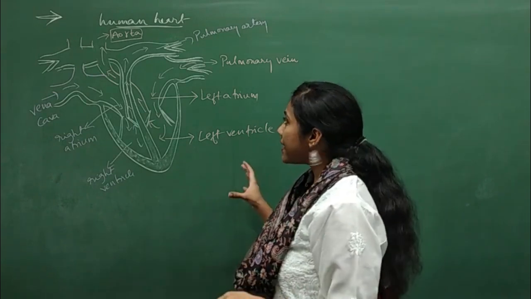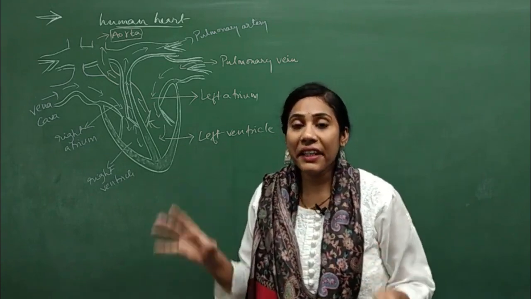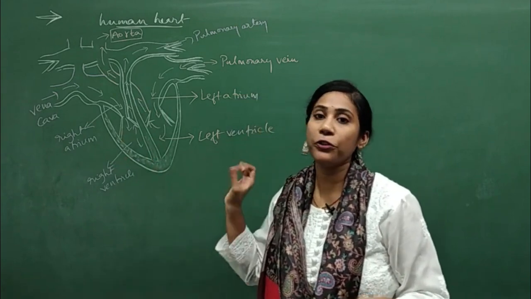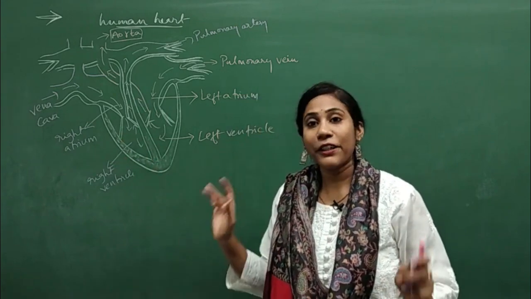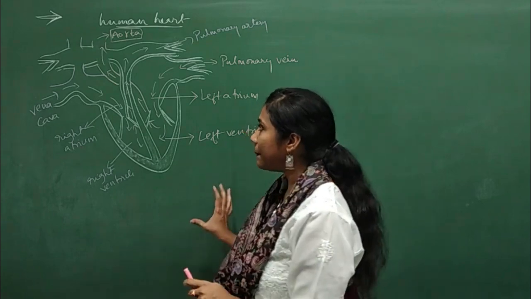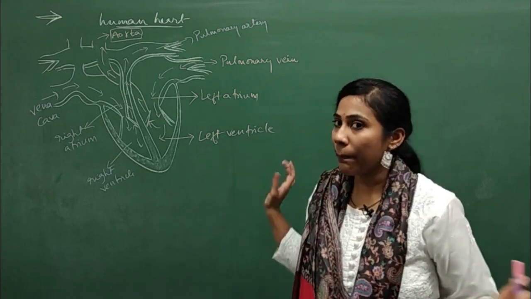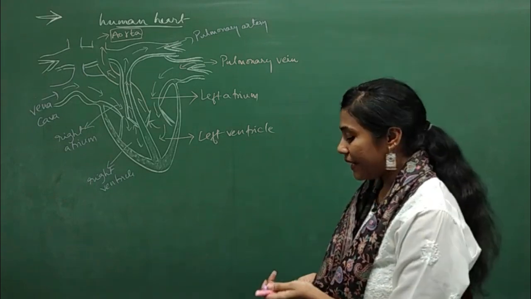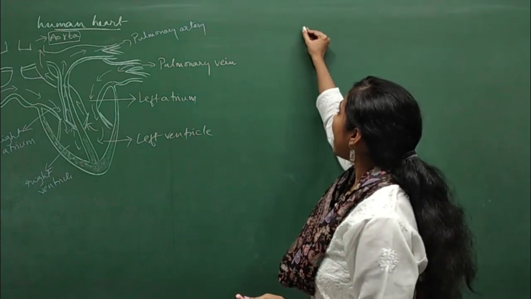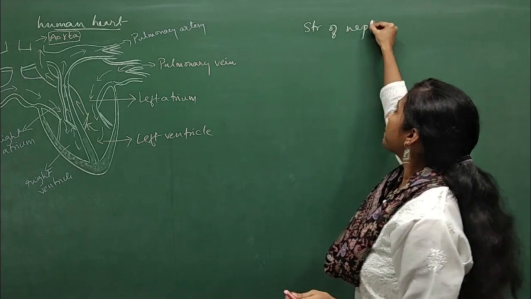Clear? So this is the diagram of the human heart, and the labels and the importance of different parts of the human heart. Clear? I hope you understood how to draw a human heart and how to label it. So it's very simple. If you can draw this way, no need to panic. Clear? And now I will move to another diagram called the structure of the nephron.